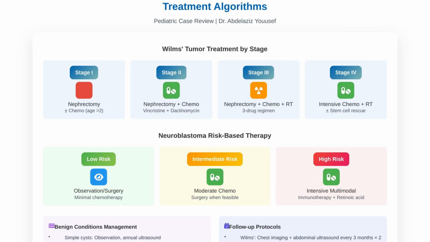Neuroblastoma treatment is risk-based. Low-risk cases receive observation or surgery with minimal chemotherapy. Intermediate-risk cases get moderate chemotherapy with surgery when feasible, and high-risk cases require intensive multimodal therapy, including immunotherapy and retinoic acid.